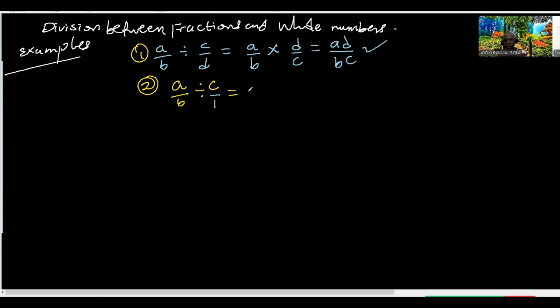Then it's going to be the first fraction times. You now flip this. If I flip this one, which one will now go up? Which one will come down? Which one should go up? What should I write at the top? What should I write at the bottom? This is C over 1. When I flip it, what will it become?